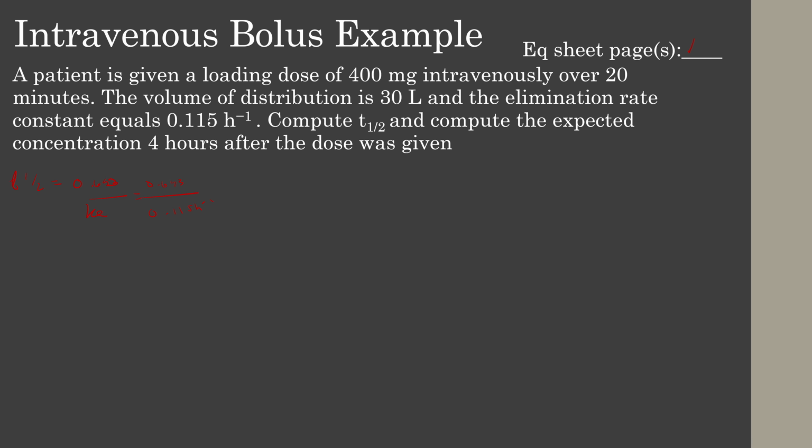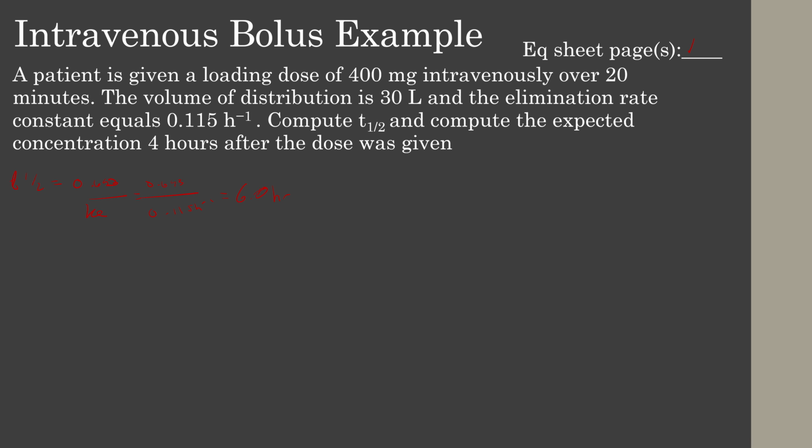Hours to the -1. That scooches the hours up to the top, and that gives you around a half-life of 6.0 hours. What information does that tell you? That tells you it's going to take the patient about a day or so of dosing to get to steady state, right? So now we need to figure out, if we want to compute the expected concentration 4 hours after the dose was given, we first have to figure out what is the post-dose concentration.